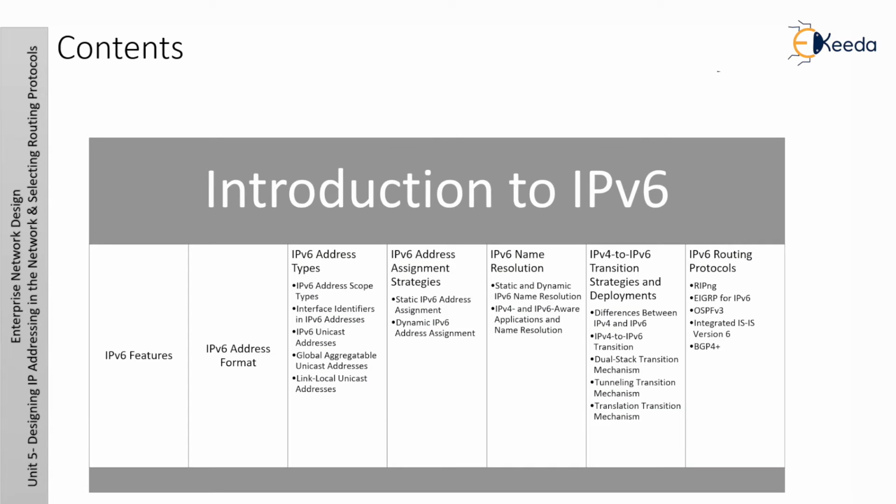IP version 6 is a technology developed to overcome the limitations of the current standard, that is IP version 4, which allows end systems to communicate and forms the foundation of the internet as we know it today. So in this lecture, we are going to discuss IP version 6 features, IP version 6 address format, IP version 6 address types, IP version 6 address assignment, IP version 6 name resolution, IP version 4 to IP version 6 transition, strategies and deployment, and IP version 6 routing protocols.